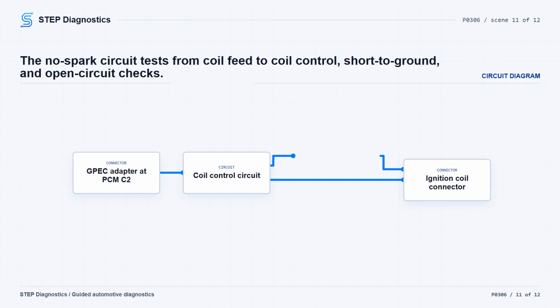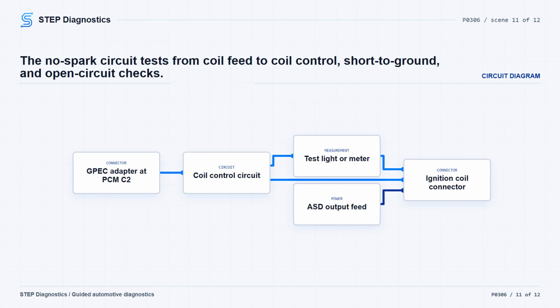Turn the ignition off. Disconnect PCMC2 and install the GPEC Diagnostic Adapter 10436 on the engine harness side. Do not probe the PCM harness connectors directly because that can damage the terminals and create poor terminal-to-pin contact. Check continuity between ground and the coil control circuit at the coil connector. If there is continuity, repair the short to ground and verify.